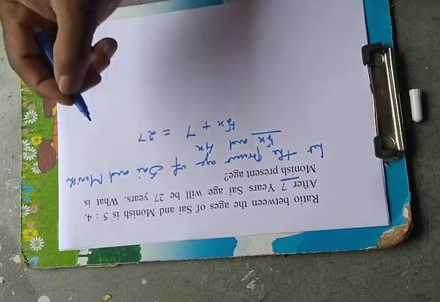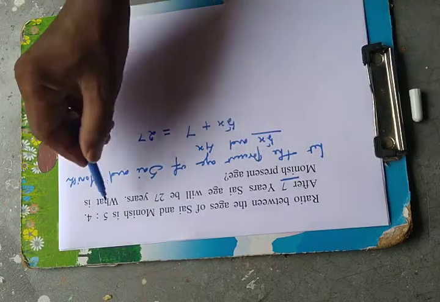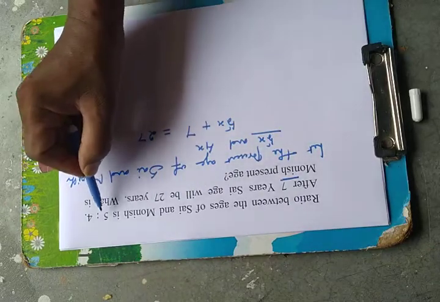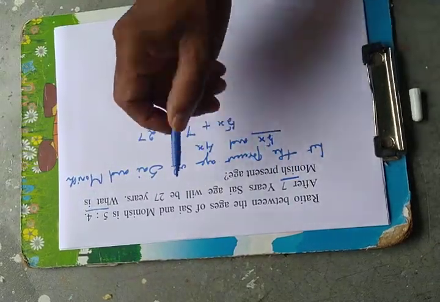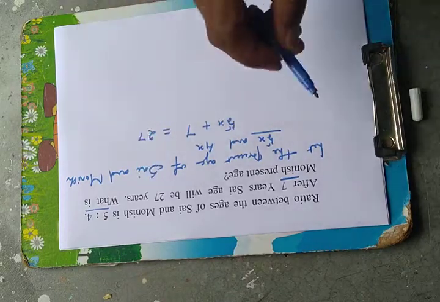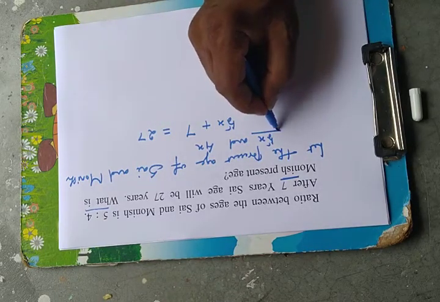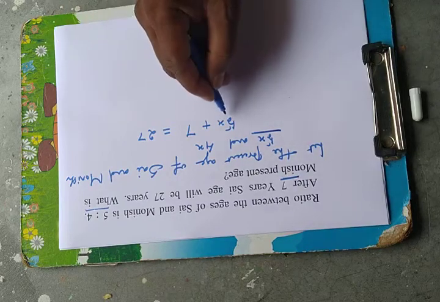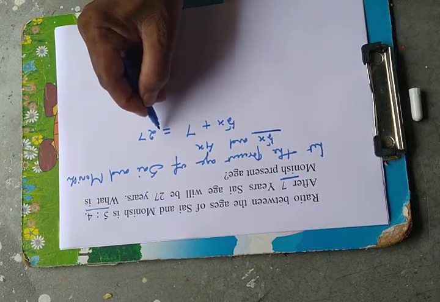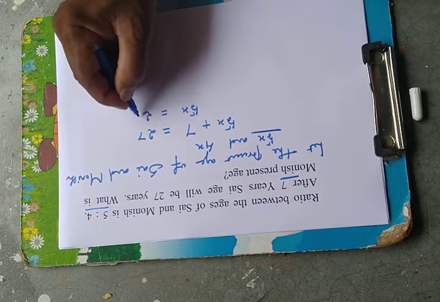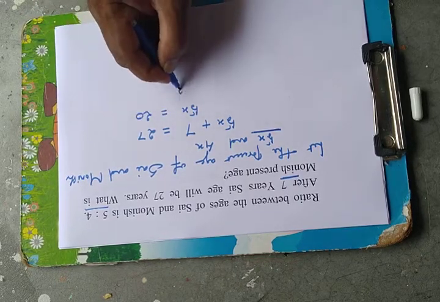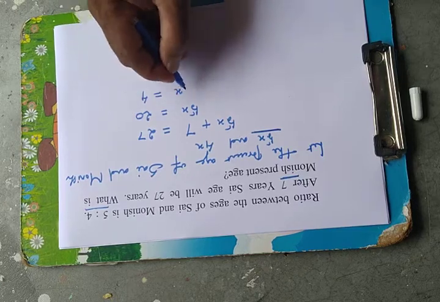27. See very carefully. Initially they gave the ages of Soy and Monish, and after 7 years Soy's age will be equal to 27 years. Actually the present age of Soy we consider as 5x. That's the reason 5x plus 7 equals 27. And 5x will be 20. Therefore x equals 4.